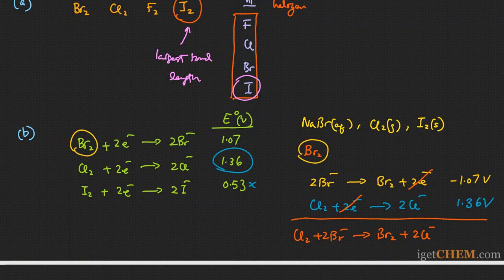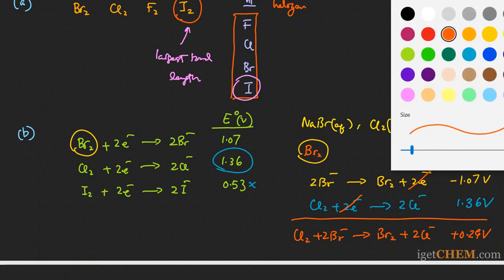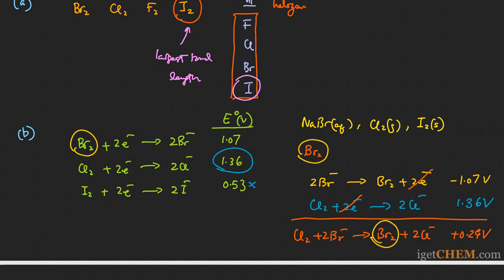And you see that the total voltage is just the sum over these two, and that is equal to positive 0.29 volts. So that is a spontaneous reaction, and in this case you are in fact producing the Br2 starting with Cl2, which you have, and also starting with Br minus, which comes from this sodium bromide aqueous solution.